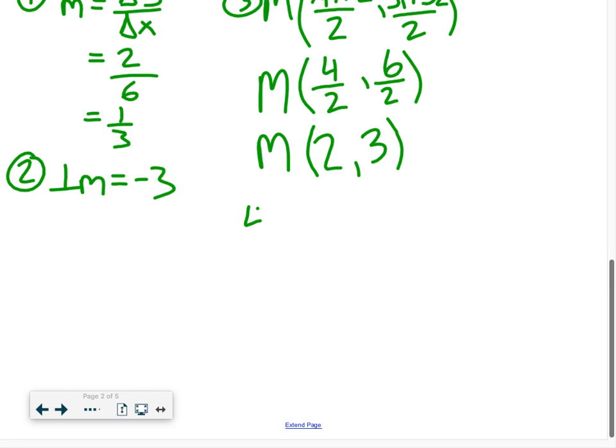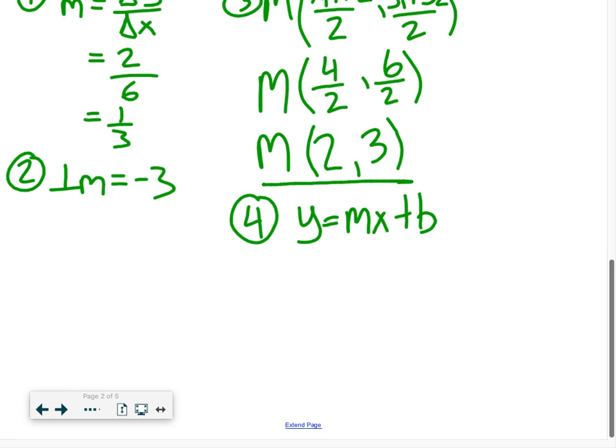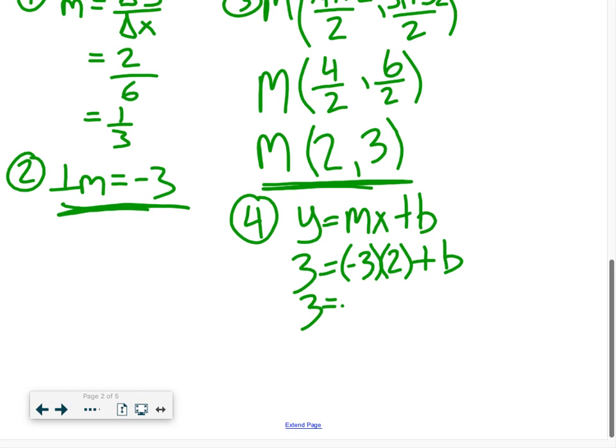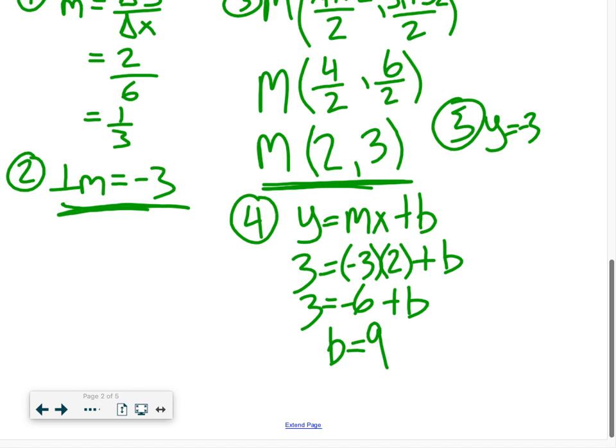So we now have our midpoint. Step 4 was to find our b value. So we've got y equals mx plus b. We're using this point and this slope. So we've got 3 equals negative 3 times 2 plus b. 3 equals negative 6 plus b. b equals 9. And step 5, we're stating the equation. So we've got y equals negative 3x plus 9. Okay, I've stated all of my steps. I wrote down all of my formulas. I got the question right.